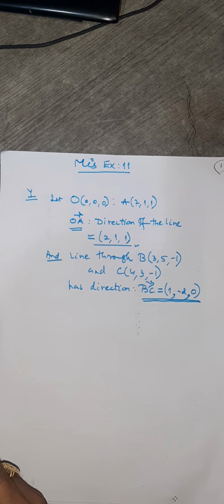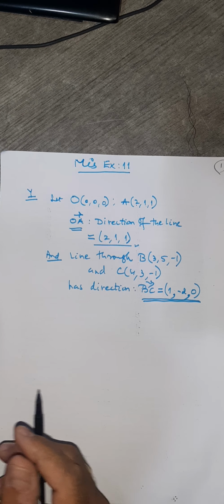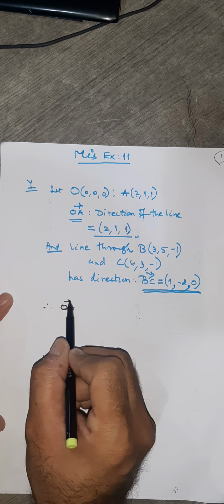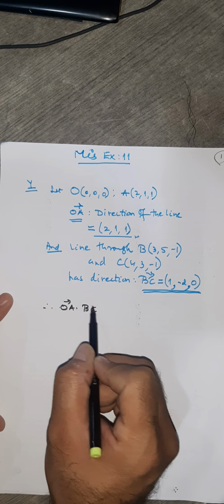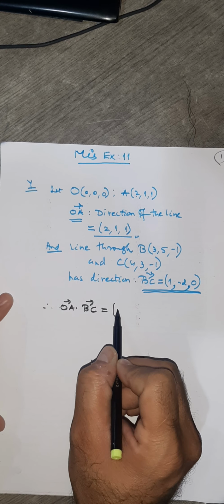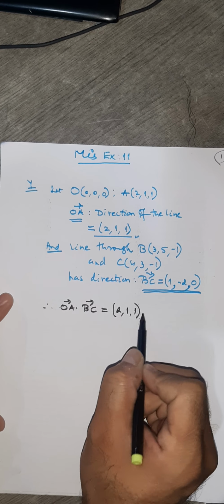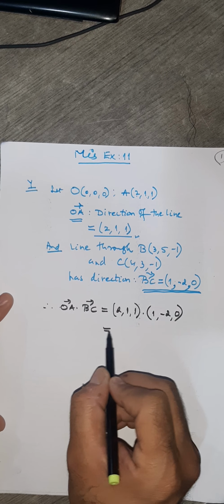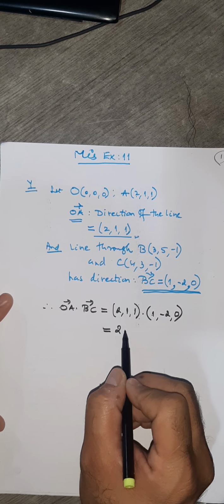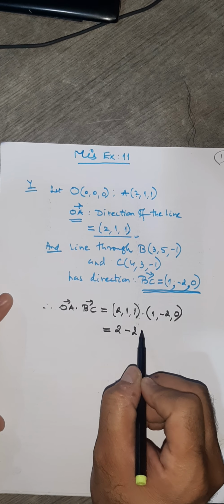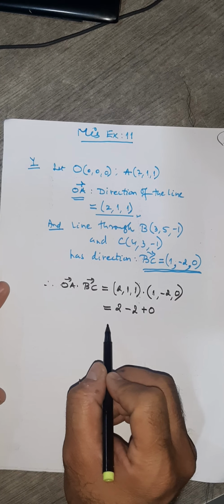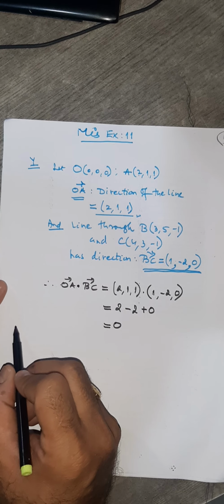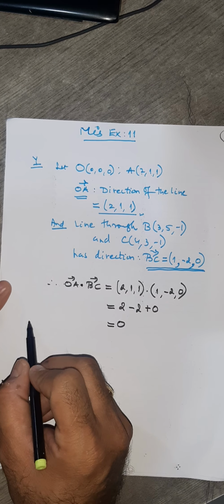You want to show that they are perpendicular. So we just get the dot product. Therefore, vector OA dot vector BC equals (2, 1, 1) dot (1, -2, 0). So this is 2, here -2, plus 0. So we have 0.